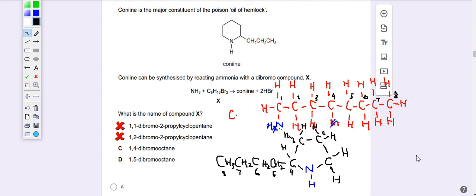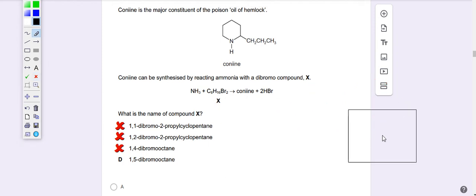So let's look at the structure of coniine. It looks like the ring has 6 members: 1, 2, 3, 4, 5, 6. Here we only have 5: 1, 2, 3, 4, 5. So C cannot be the answer. No way. Now let's look at D. That's our only hope now. Let's erase all this so that we can make space to draw the answer for D.